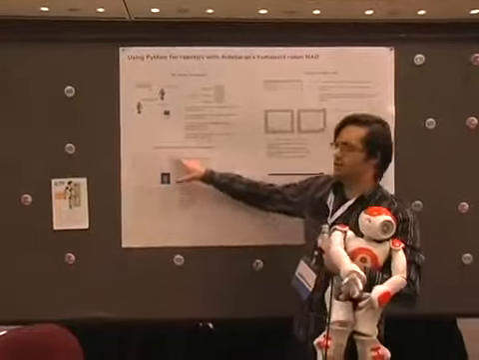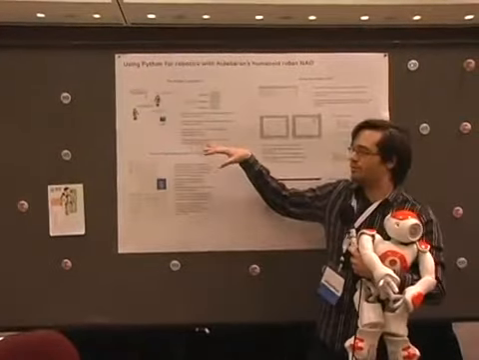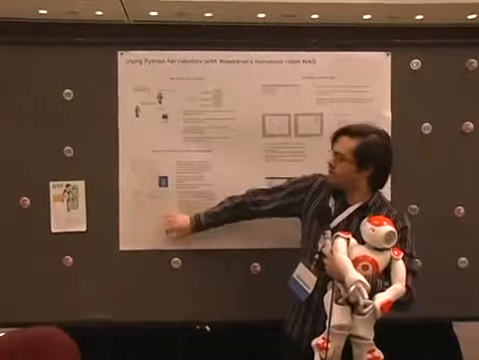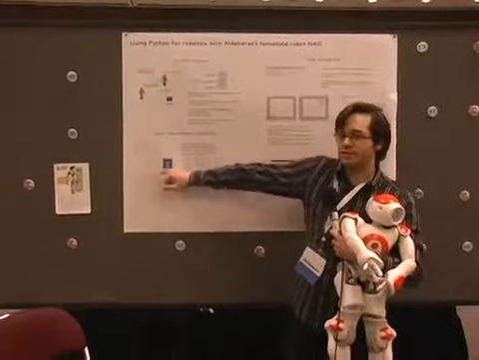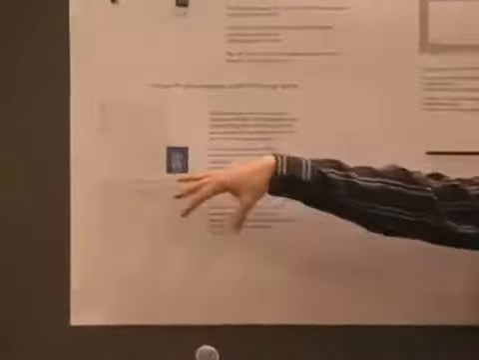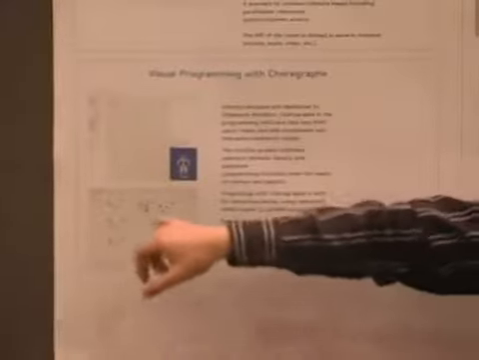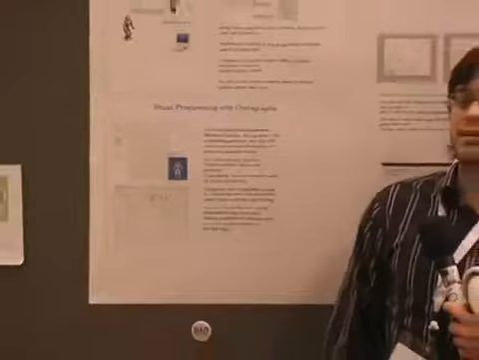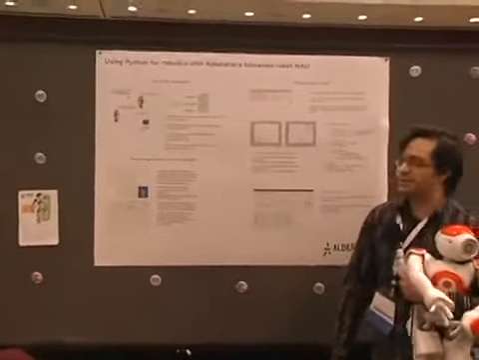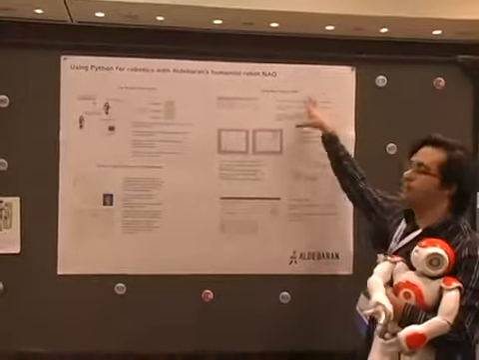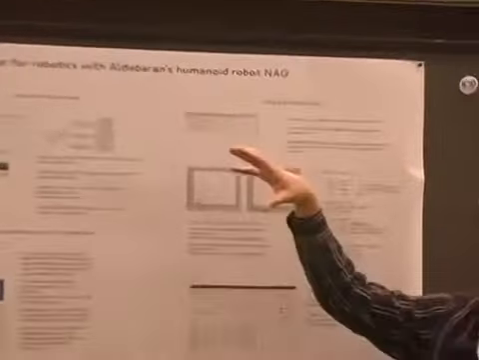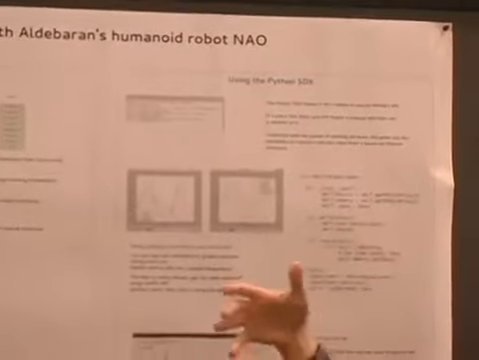Then we have a visual programming tool called Choreographe. The idea is that you can just take a few boxes and connect them together. The best part is that you can add Python scripts inside the boxes. That's really great. And now we have a Python SDK, so the whole API is usable directly from Python.